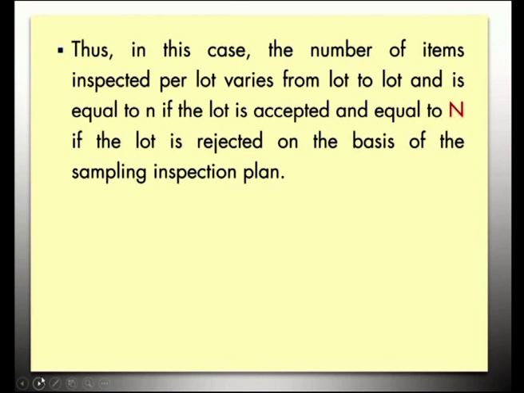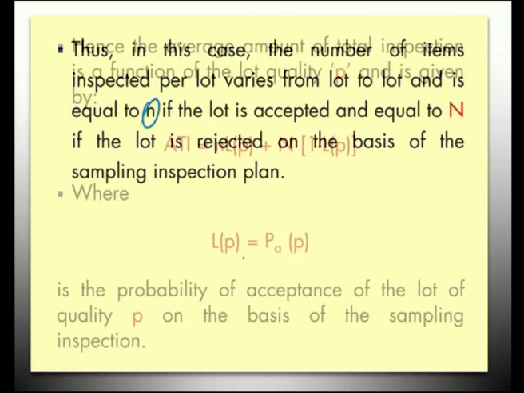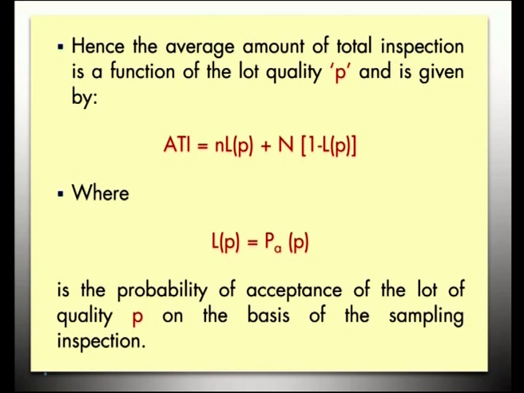Thus, in this case the number of items inspected per lot varies from lot to lot and is equal to small n if the lot is accepted and is equal to capital N if the lot is rejected on the basis of the sampling inspection plan. The average amount of total inspection is a function of the lot quality P and is given by ATI, average total inspection, is equal to n into L of P plus capital N into 1 minus L of P, where L of P is equal to Pa of P, the probability of acceptance of the lot of incoming quality P on the basis of sampling inspection.